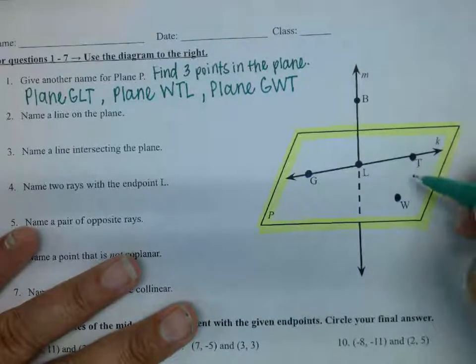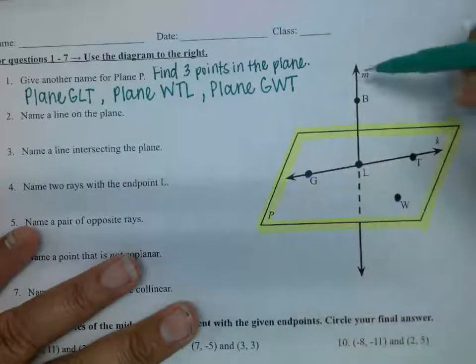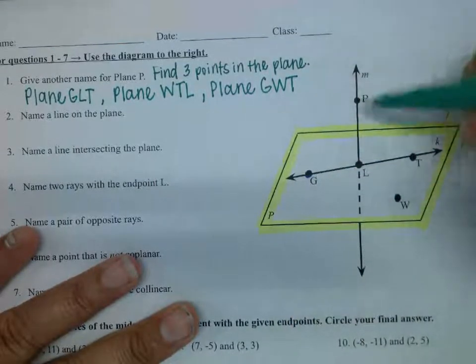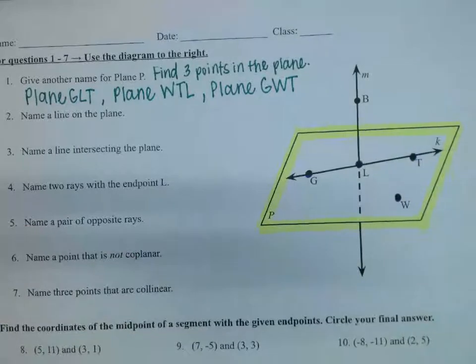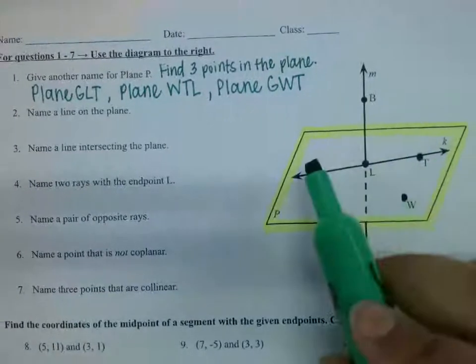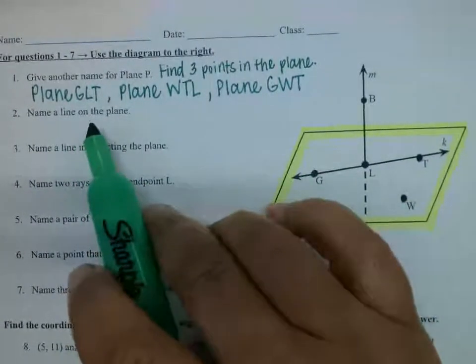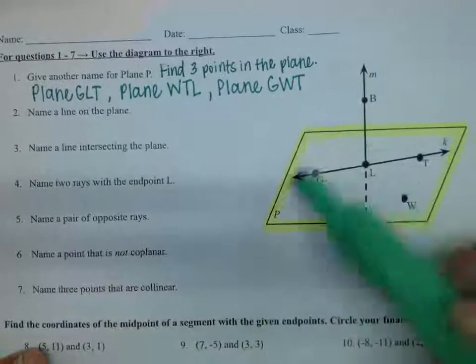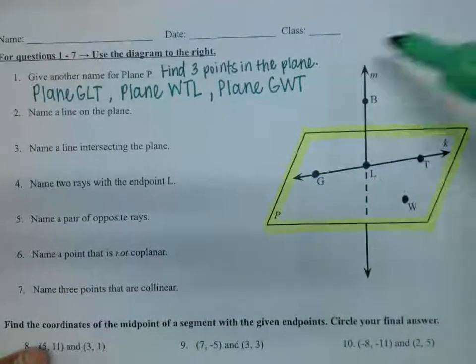All right. So now it's talking about name a line in the plane. Highlighters work really well. So a line on the plane, name a line on the plane. So here's my plane. Which one of these is on it? Well, this one goes off of it and this one goes off of it. This one doesn't. This one is on the plane. So there's 3 names that you can name this.